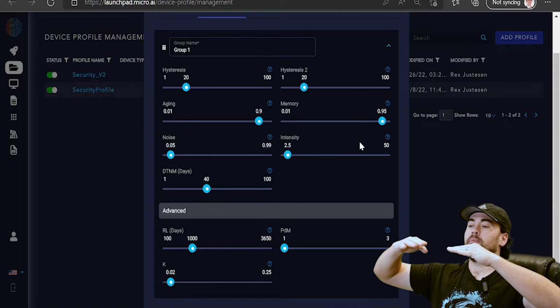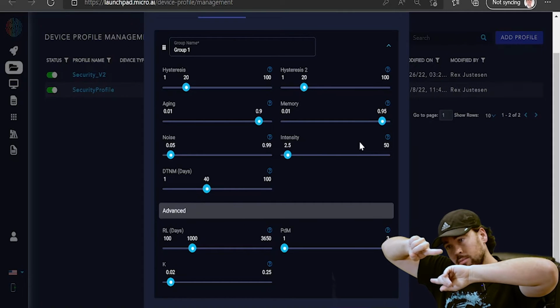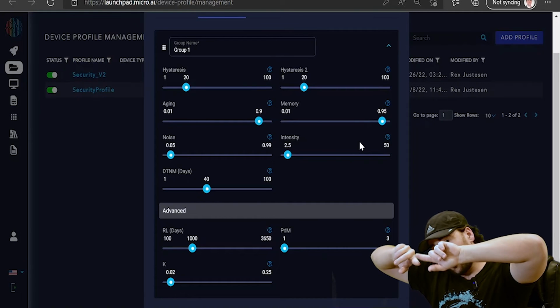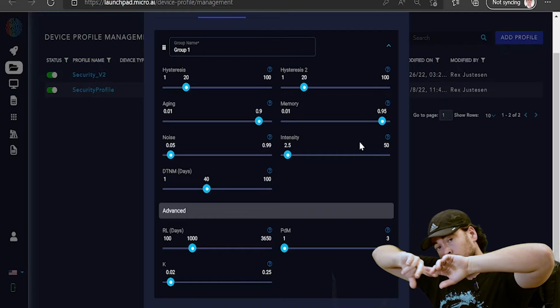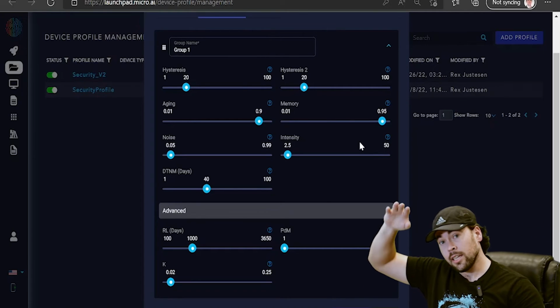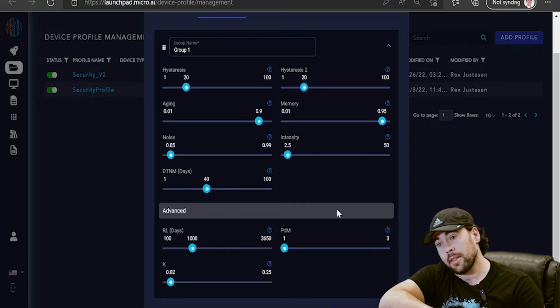So with aging, we had their bounds, and if it slightly goes out of bounds, the higher the aging is, the less the health score changes. But if it goes way out of bounds, the higher the intensity is, the more dramatic the drop is going to be in the health score.